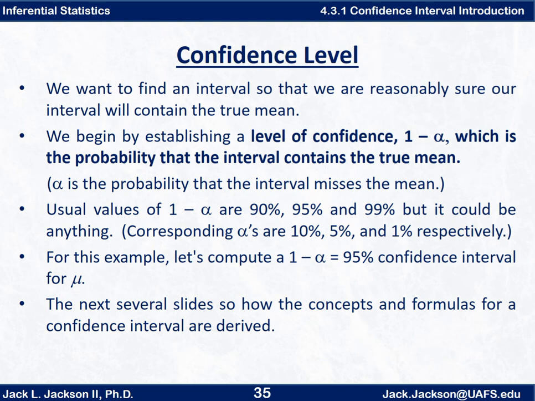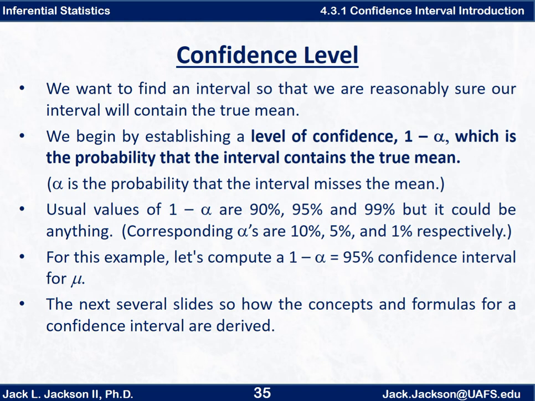So our task is we want to find an interval so that we're reasonably sure our interval will contain the true mean. What we begin by is establishing what we call a level of confidence, and we label that 1 minus alpha. That's the probability that the interval will contain the true mean. And alpha then is the probability that the interval does not contain the mean, or misses the mean. So that means we captured our mean with our little dart with the wings. The probability of that happening is 1 minus alpha. Probably we missed it altogether, including even the wings on our dart missing. That's a probability of alpha.